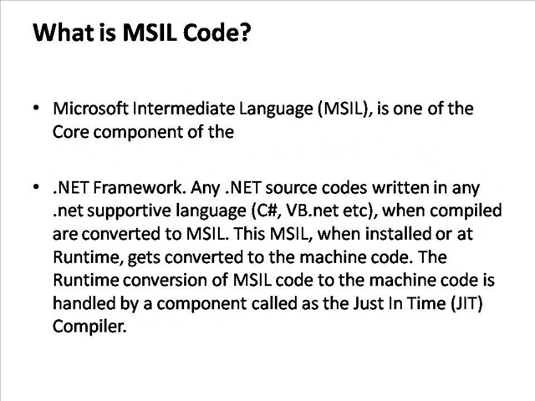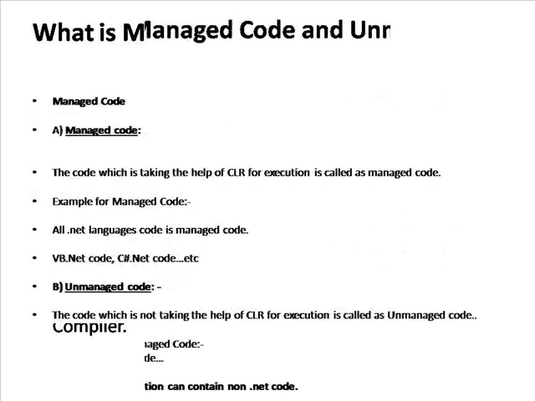Microsoft Intermediate Language is one of the core components of the .NET Framework. Any .NET source code written in any .NET supportive language, when compiled, is converted to MSIL. This MSIL, when installed or at runtime, gets converted to the machine code. The runtime conversion of MSIL code to the machine code is handled by a component called the Just-in-Time Compiler.